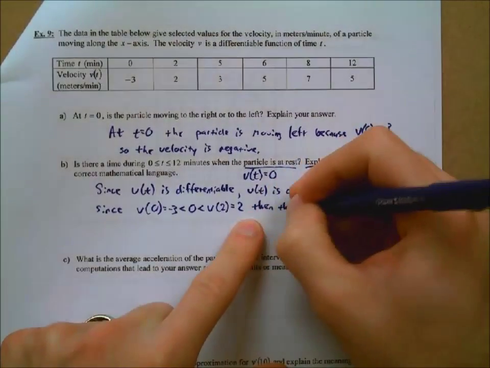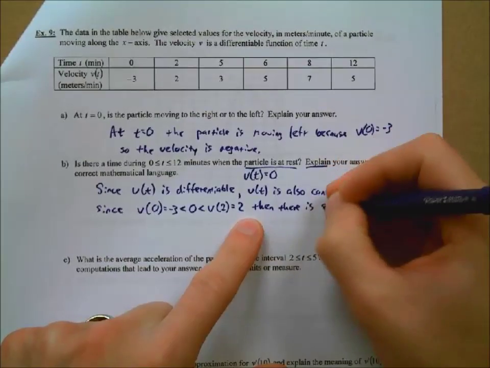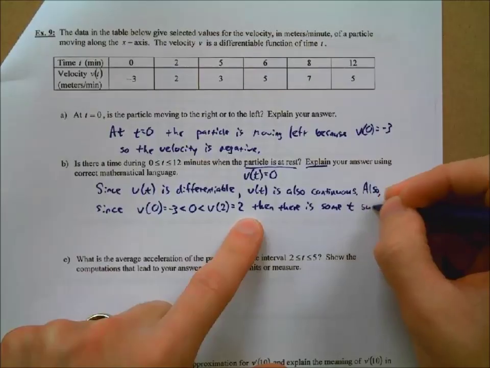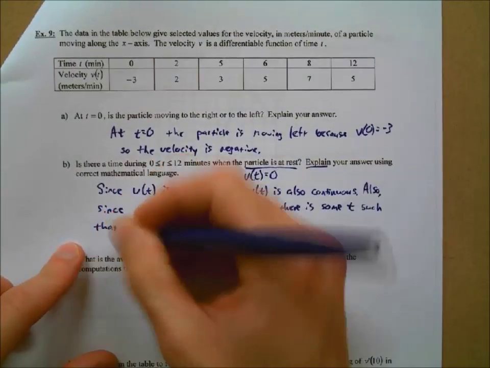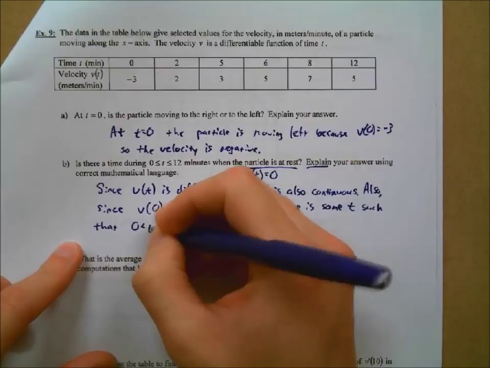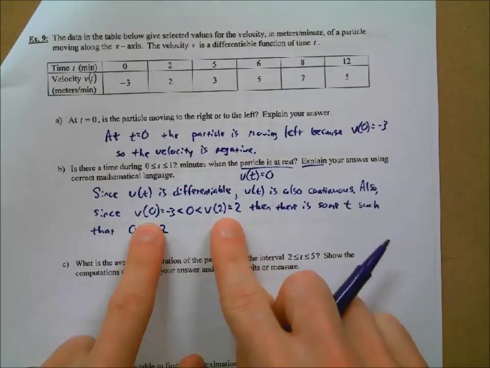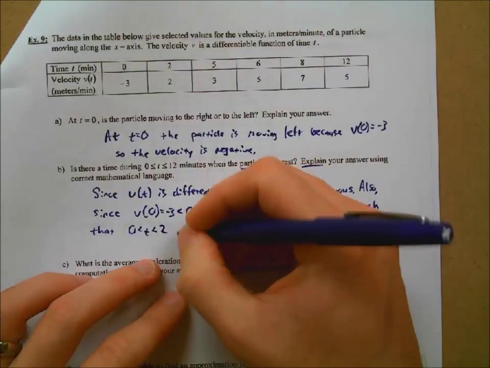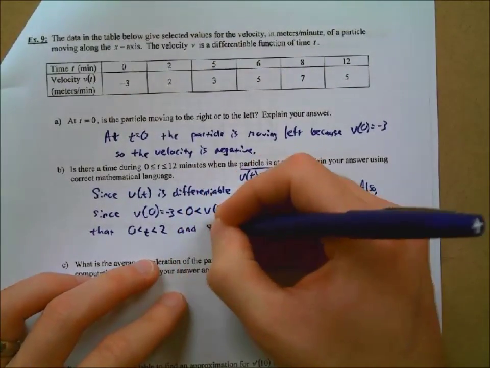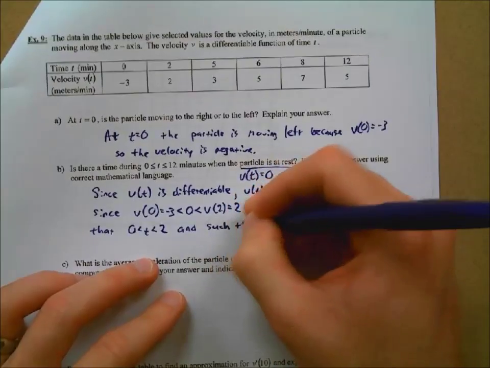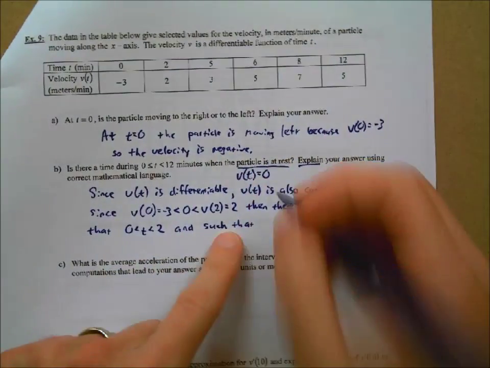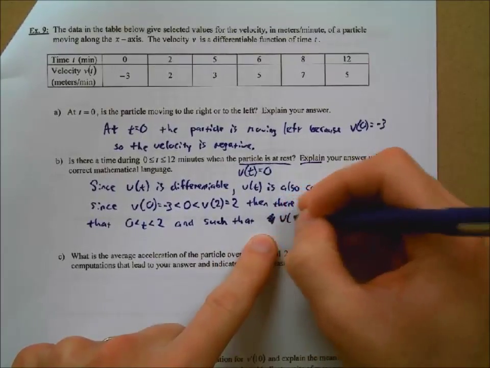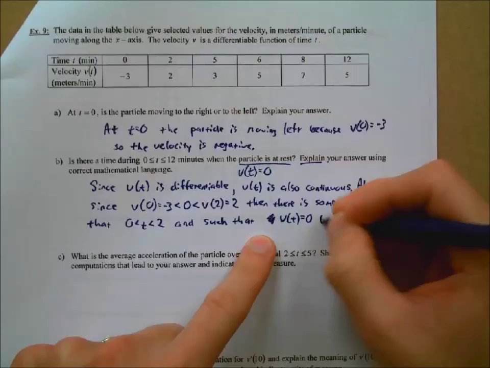Then there is some t such that 0 is less than t is less than 2. So now I'm saying my x value there between the 0 and 2. And such that, and this maybe isn't the best way to say this, but anyway, such that v of t equals 0 by the intermediate value theorem.